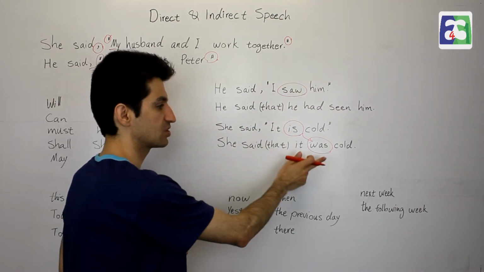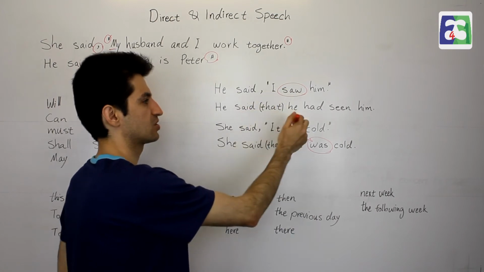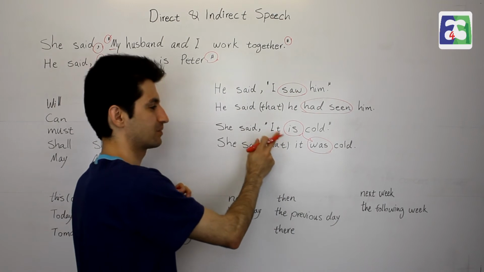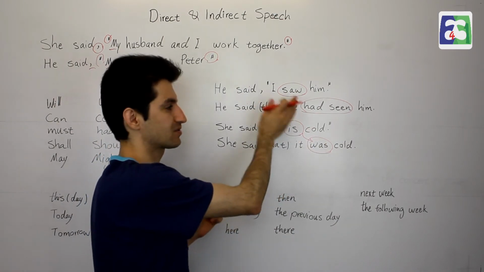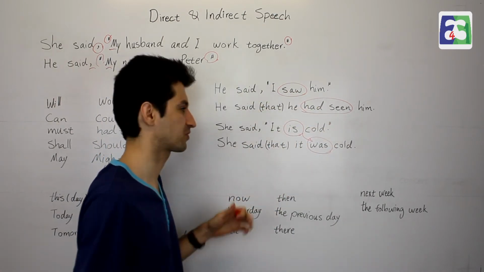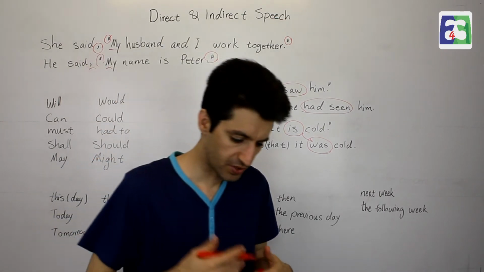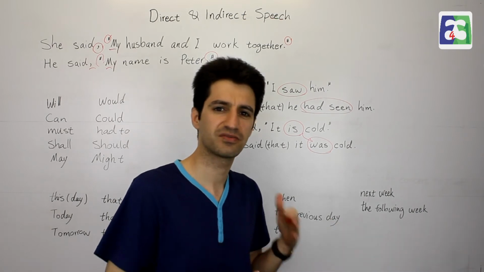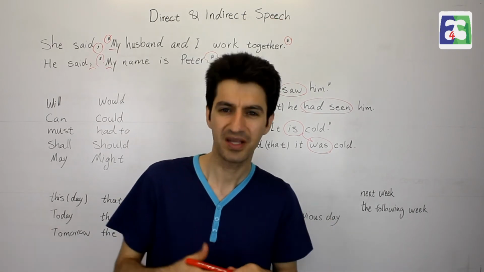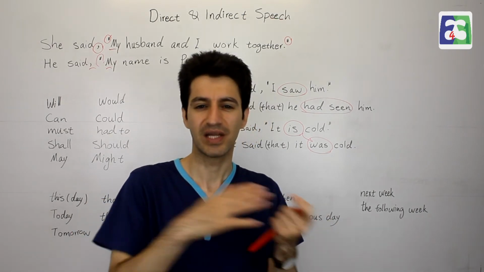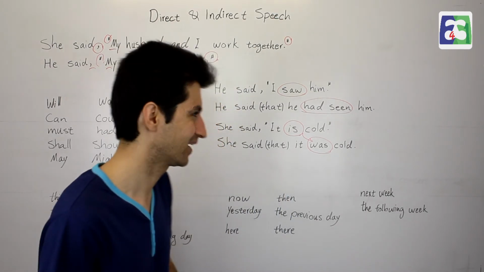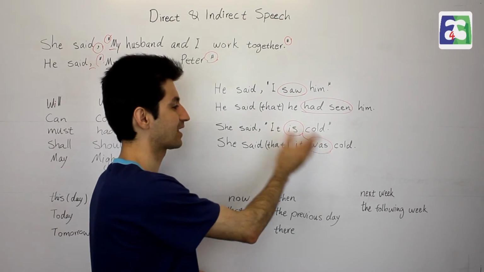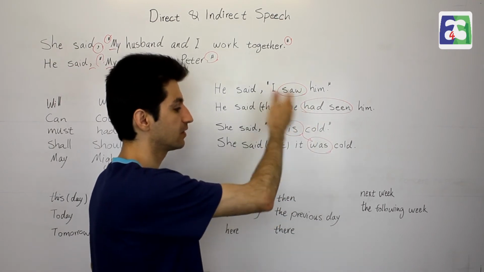Okay, present changes to past. Simple past changes to past perfect. Okay, so present to past, past to past perfect. If it is present continuous, we change it to past continuous. If it is past continuous, we change it to past perfect continuous. Okay, so we take a time backwards. So whatever the tense is, you go back. Alright, that is what happens with the verb.